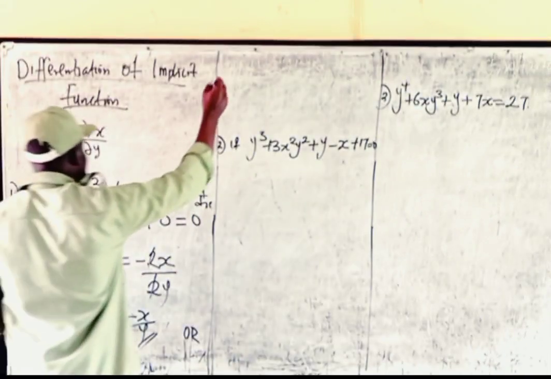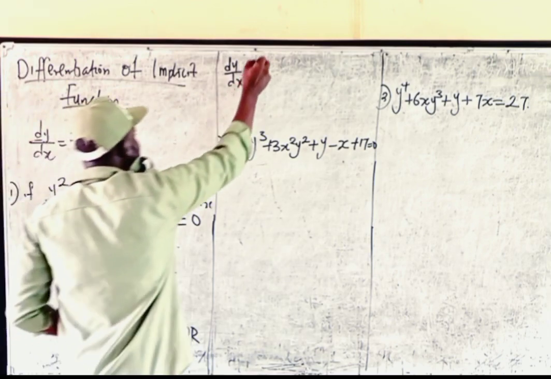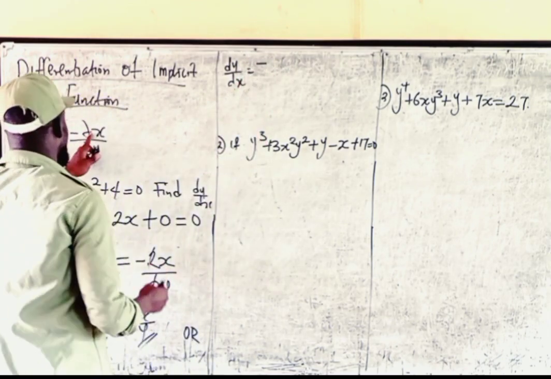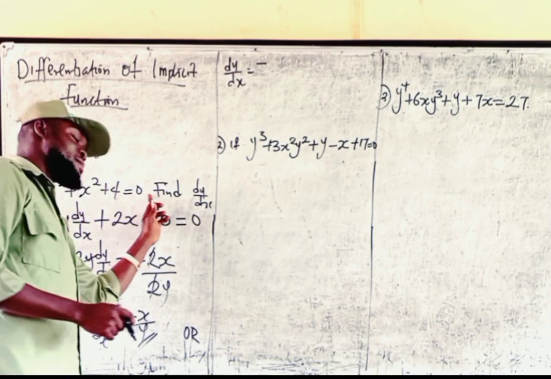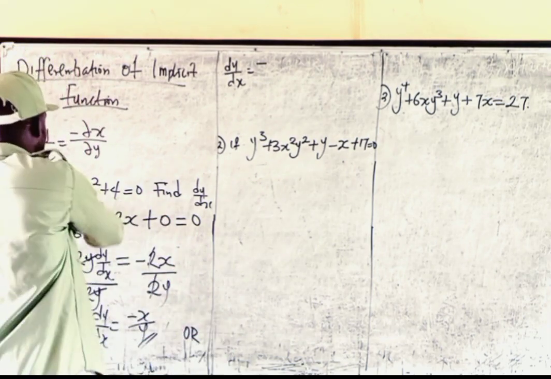Let's apply this formula and see. dy over dx, according to this formula, will be minus the partial derivative with respect to x, which means differentiate everything related to x and take all other terms to be 0. Now, since there's no x here, we have y squared here.